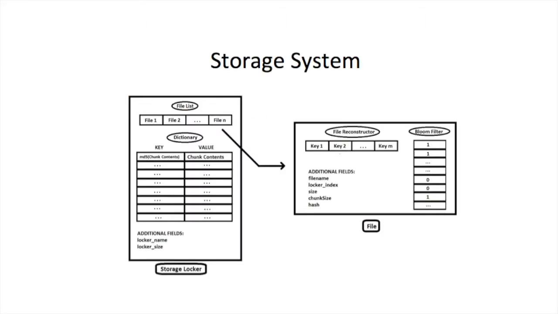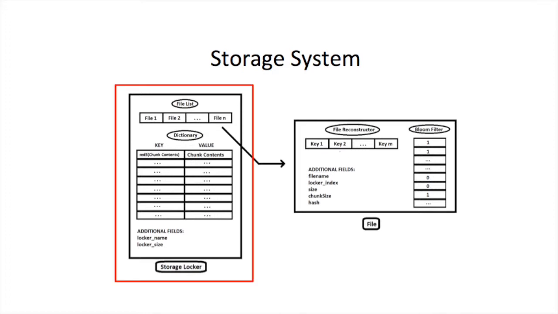The deduplication storage system. In a storage locker, we keep track of all the files that have been added to the locker in a file list, as well as a dictionary containing all the unique contents of chunks of files that have been added. We also keep track of locker name as a unique identifier, as well as the size of any given locker.